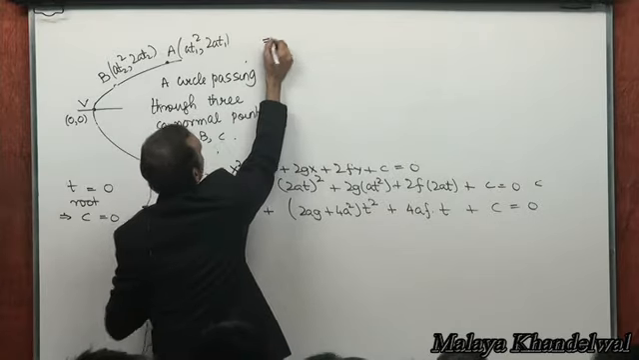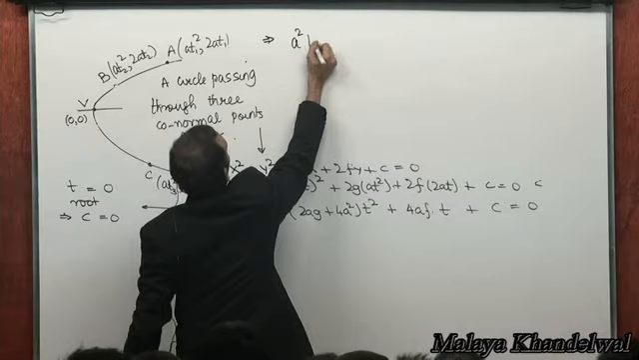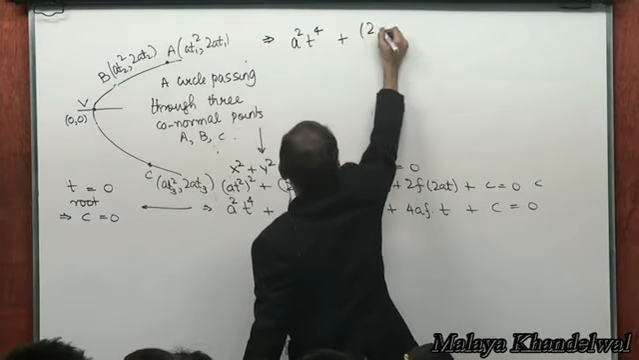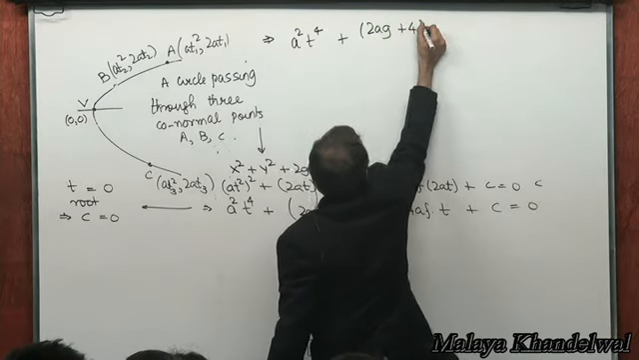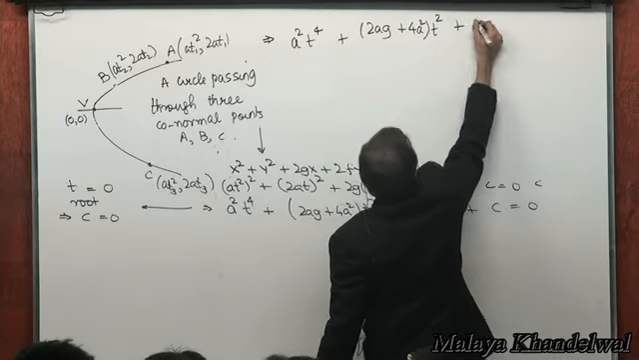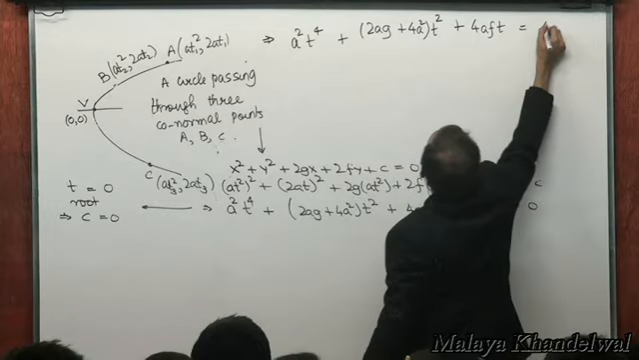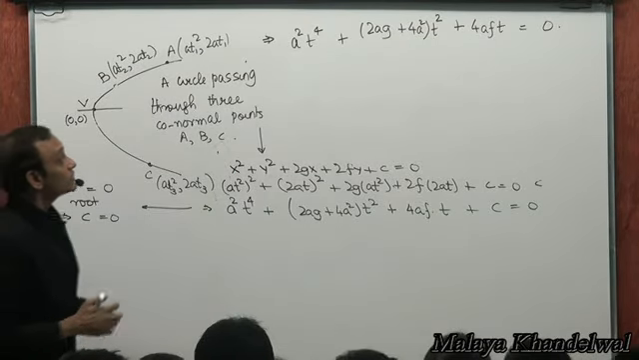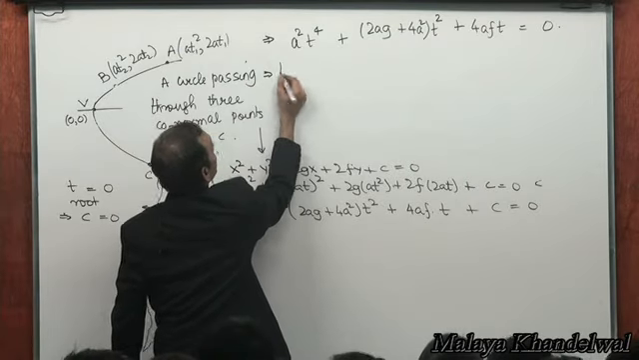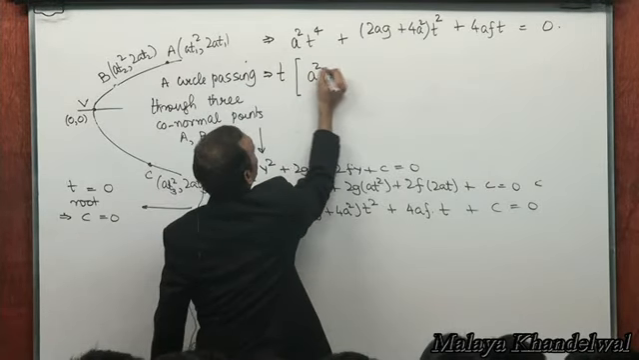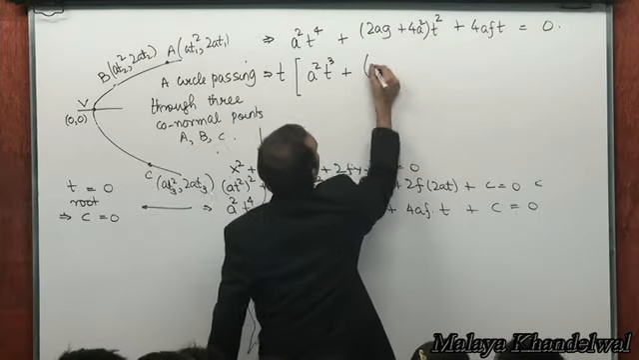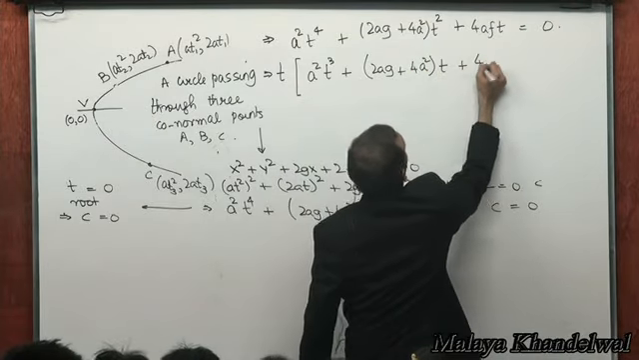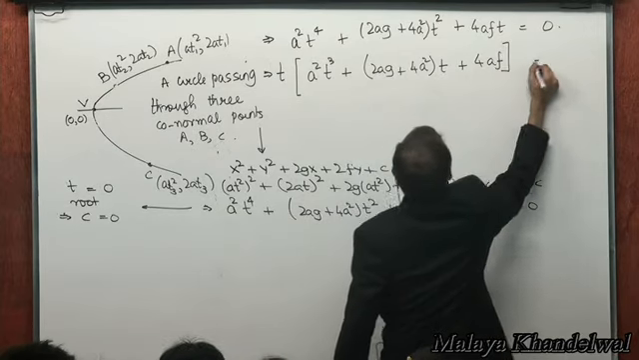Now, if C is 0, this would mean a squared t to the power 4 plus 2ag plus 4a squared t squared plus 4aft is 0, plugging in C equal to 0, right? Now, this could have been written as t into a squared t cubed plus 2ag plus 4a squared t plus 4af equal to 0.